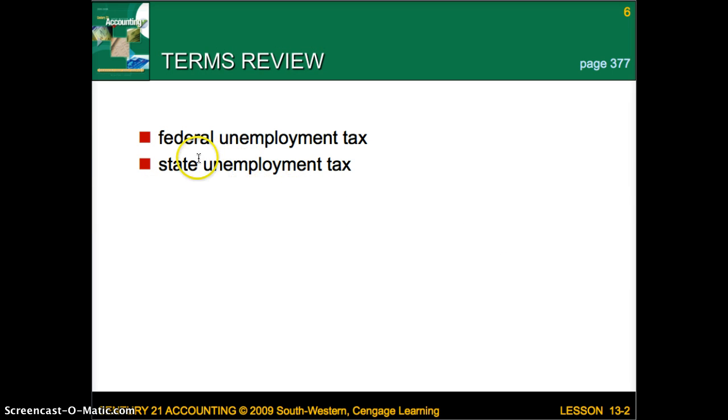Things that you need to review are federal and state. The main thing here is knowing that federal is 0.8% and state is 5.4%, and that you're always taxed on only the first $7,000 of your income for that calendar year.